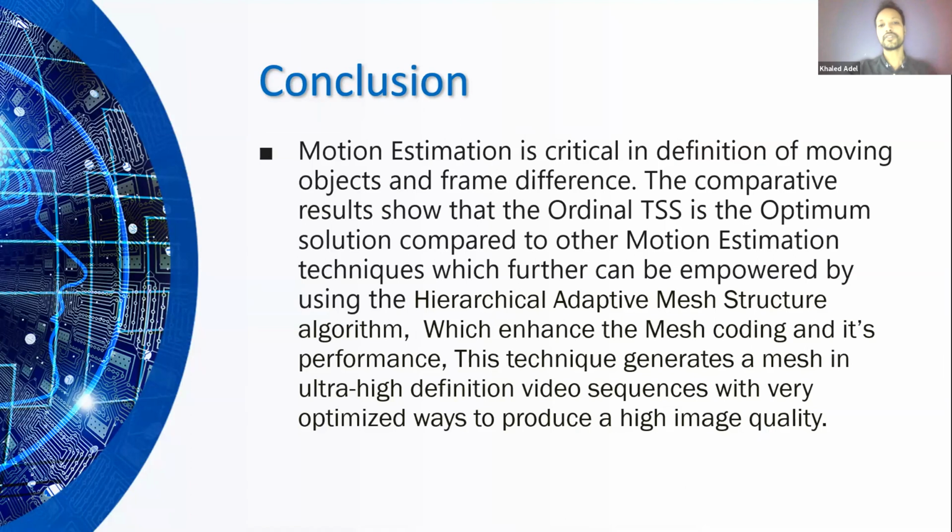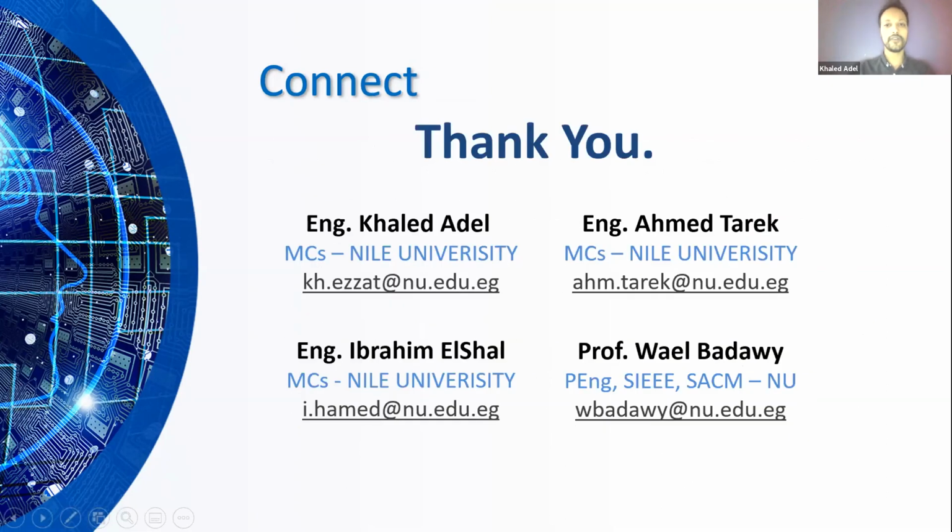The comparative result shows the ordinal 3-step search is the optimum solution compared to other motion estimations, which empowers by using the hierarchical adaptive mesh structure. It can achieve the minimum computational cost. That's the first point. And second point, it obtains the highest visual quality or the highest statistical quality. I'm done by now. If you have any question, just feel free to ask me.